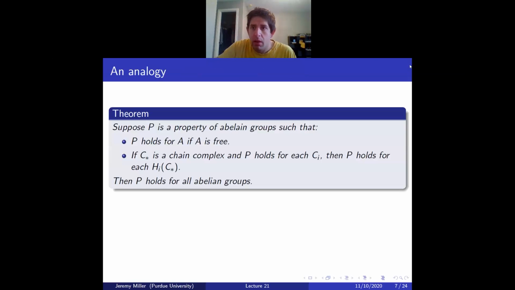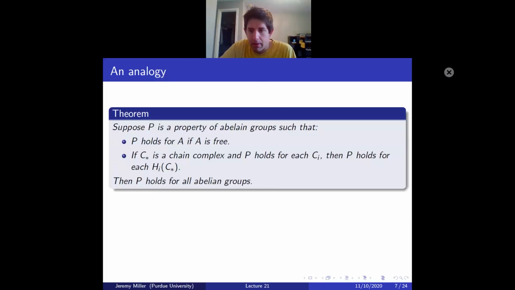Here is an analogy. This theorem is true, but it's not particularly useful, but it will inspire our proof of the recognition principle. Suppose P is a property of abelian groups, and let's say it holds for free abelian groups, and let's say if you have a chain complex and it holds for each term in the chain complex, then it holds for the homology of the chain complex. This is the assumption, and then the statement is that P holds for all abelian groups.